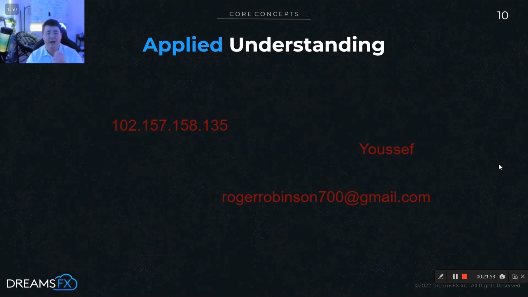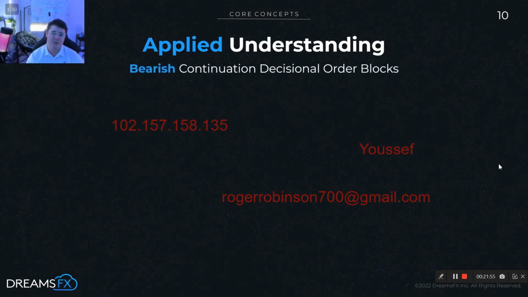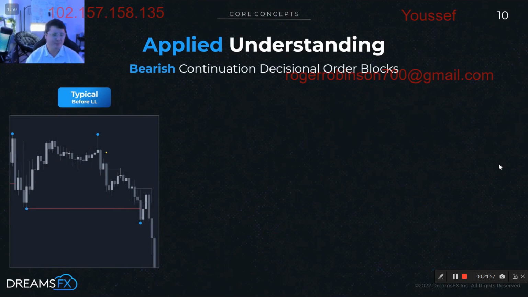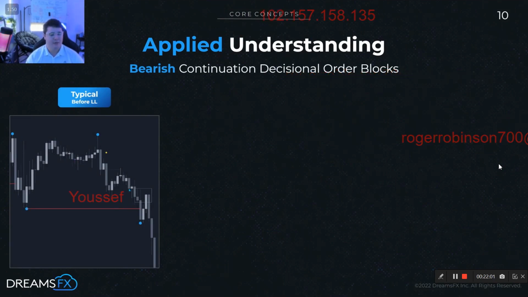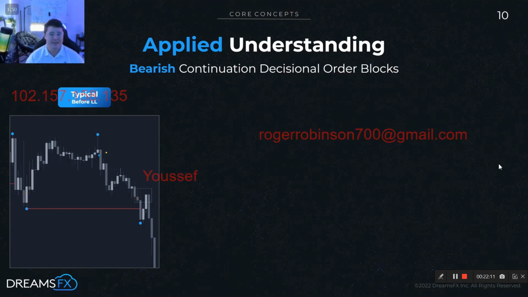Now let's do the applied understanding of our bearish continuation decisional order blocks. In this scenario, we have a high, low, lower high, lower low. So our question becomes, where's our decisional order block? Here. What we can see initially is our extreme order block is the order block that lies at the lower high, no other than exactly as the diagrams y'all have seen, lies right here, right?